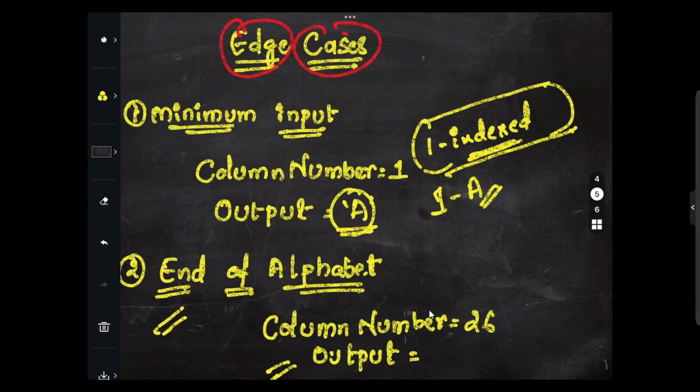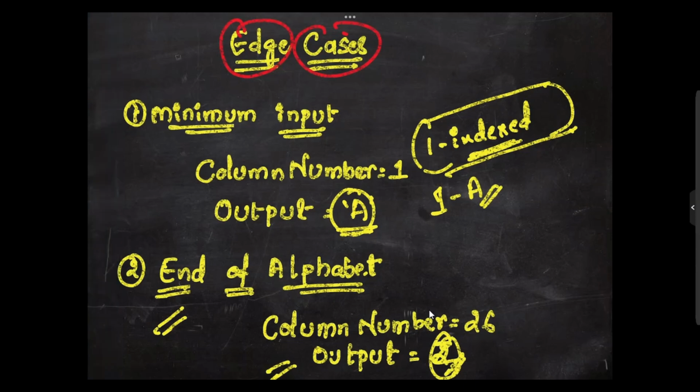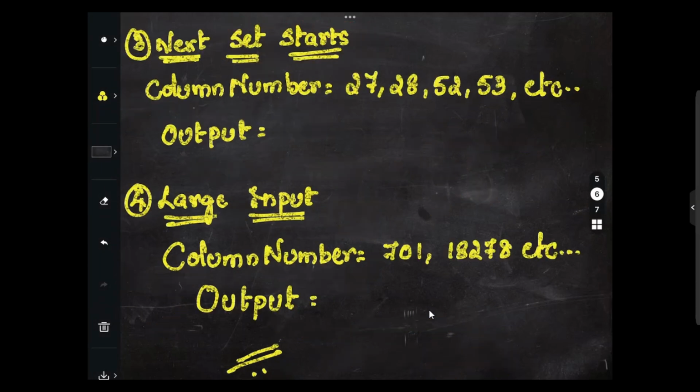nothing but here column number is 26, and the output here we got is Z. Sorry, not 2 here, this one is Z. Sorry, what I was thinking. Yeah, this is fine. So the column number is 26, the output is Z here. This is fine. So next edge case here, we'll be discussing about the next set starts here.